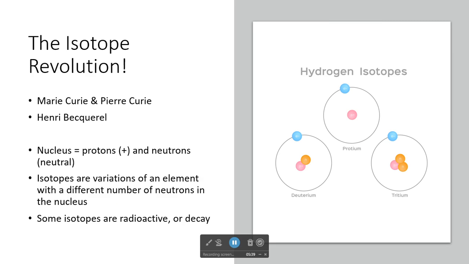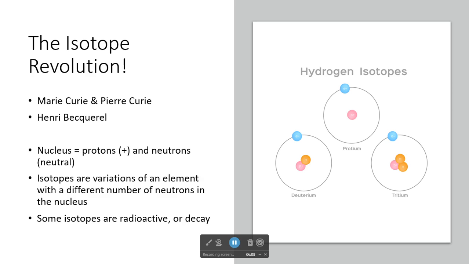One of the biggest things that was influential in determining these absolute dates was what I call the isotope revolution. I say that because isotopes themselves have really taken over in science. Some important names here are Marie Curie and her husband Pierre Curie, and also Henri Becquerel. These are three of the first people who discovered isotopes, and radioactive isotopes specifically.